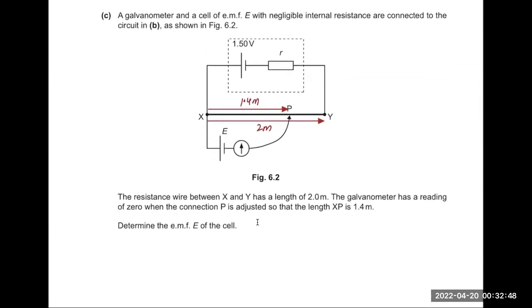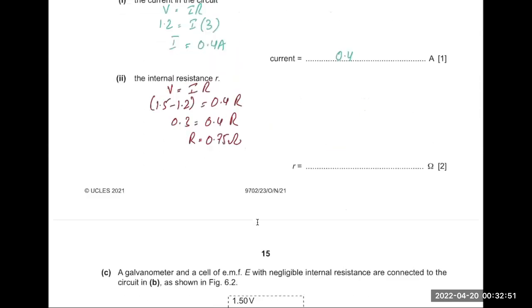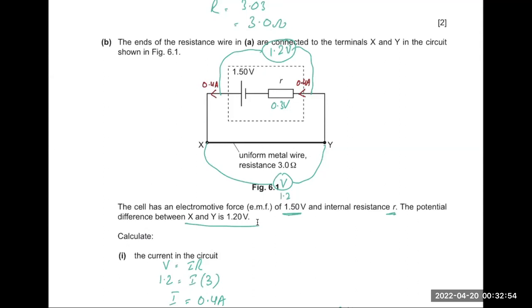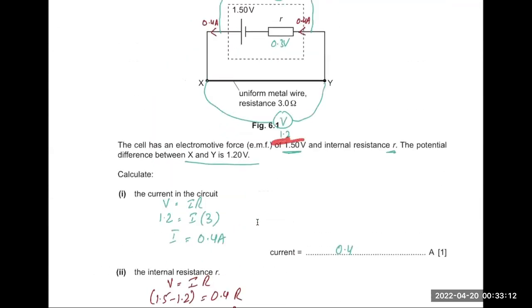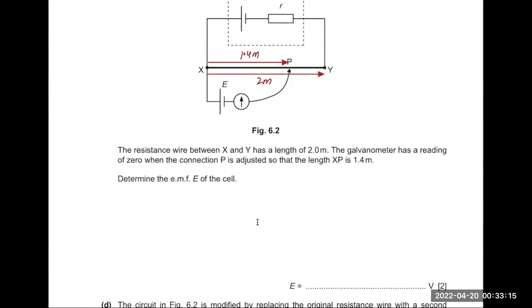Now, the top part is the same circuit as this one. They've just added the bottom part here, which has a battery and a galvanometer. I know that this wire XY experienced 1.2 volts. So 2 meters of the wire experienced a potential difference of 1.2 volts.